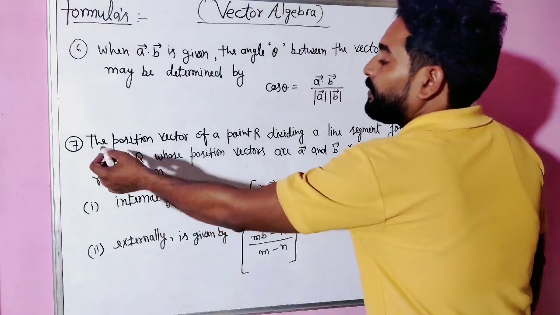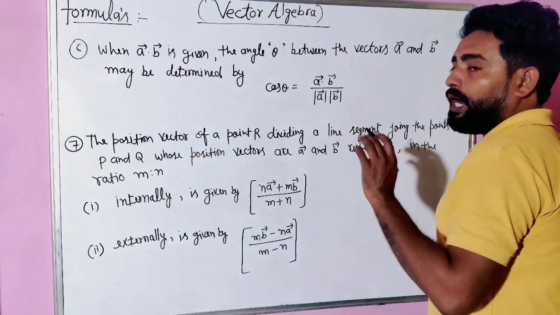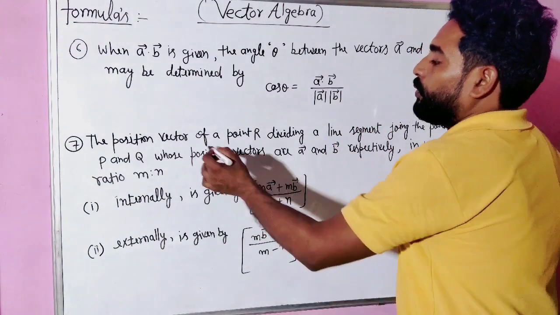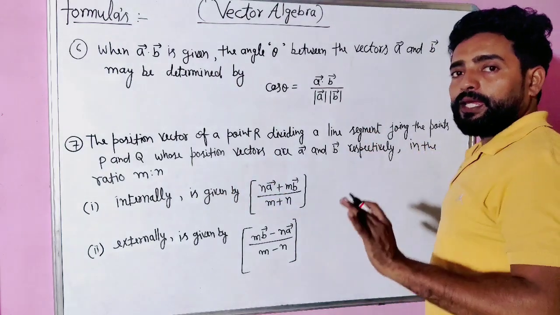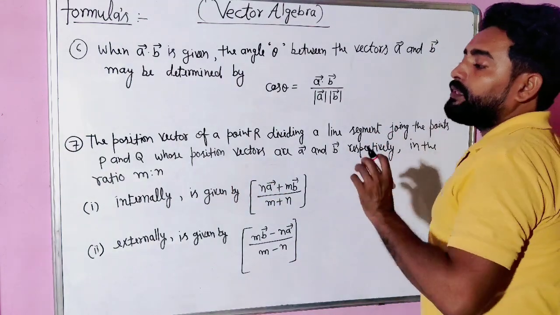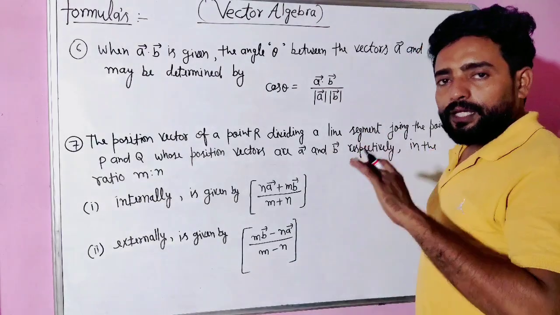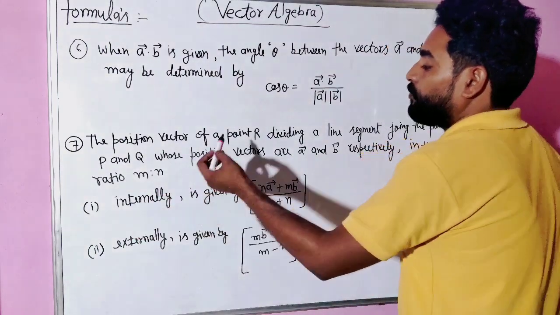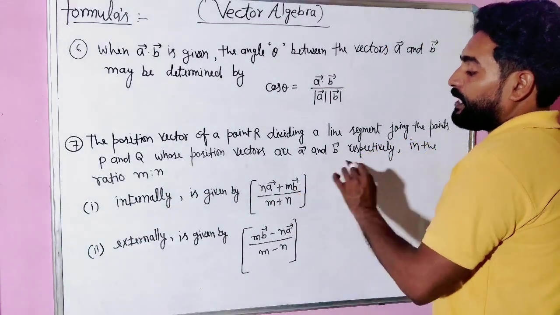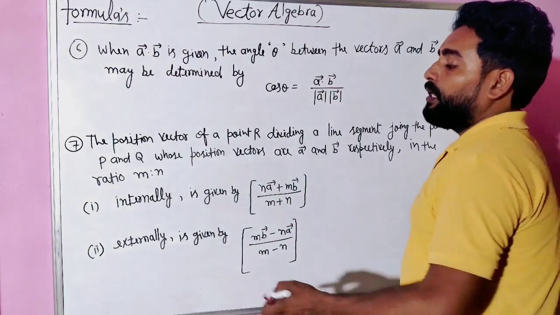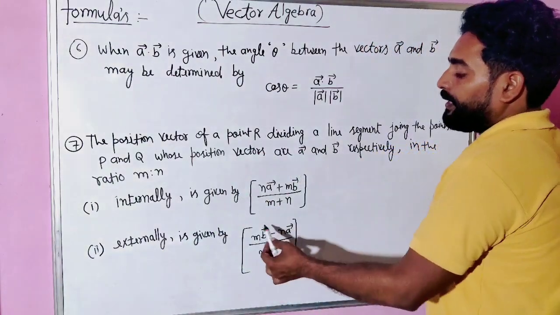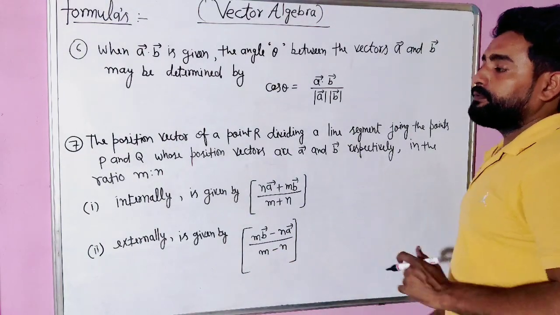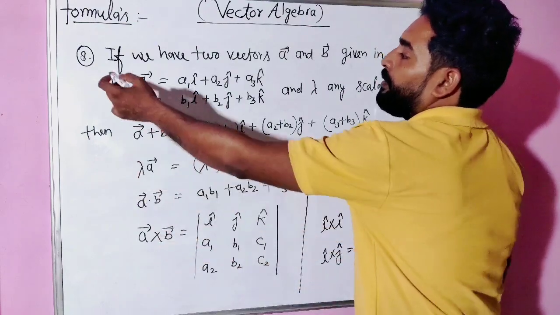Next formula, formula number 7: the position vector of a point R dividing the line segment joining the points P and Q, whose position vectors are vector A and vector B respectively, in the ratio m to n. Then we have two cases, internally and externally. Internally, the formula is given by n A vector plus m B vector upon m plus n. And externally, the formula is given by m B vector minus n A vector upon m minus n. Okay friends.